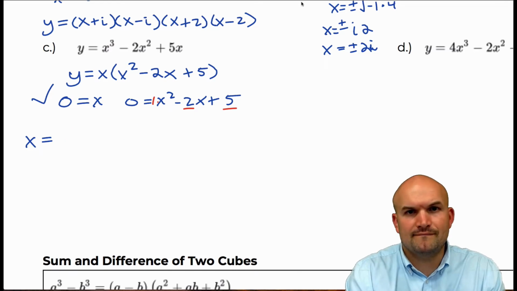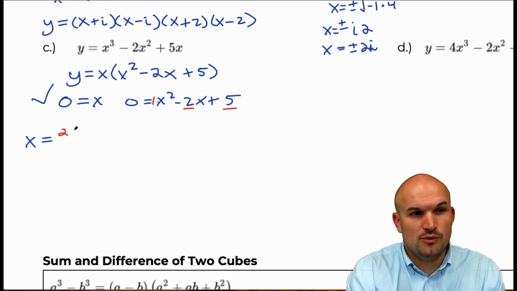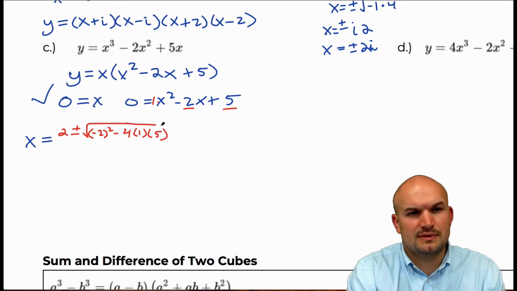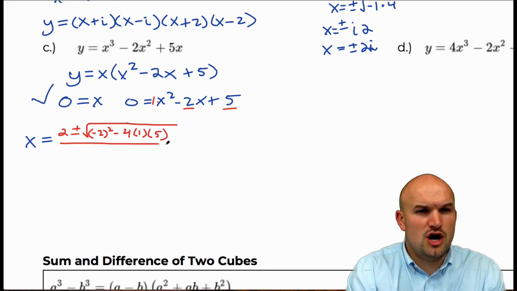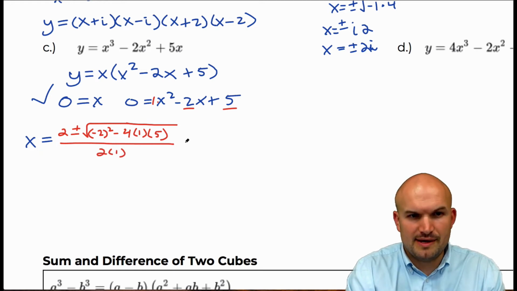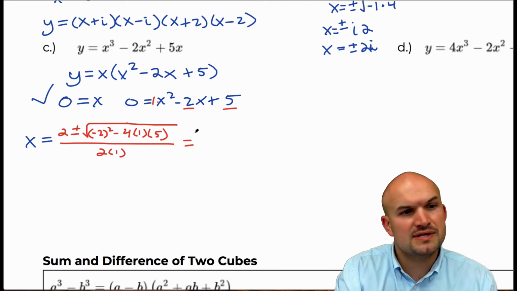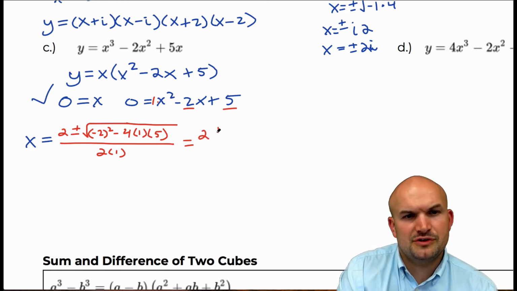Let's redo that. So I have opposite of b, which is 2, plus or minus the square root of b squared, so that's negative 2 squared, minus 4 times a times c, and that's all over 2 times a, which is 2 times 1. Okay, now I'm going to work vertically here just because I want to keep this area for the zeros. So therefore, I'm going to have 2 plus or minus.